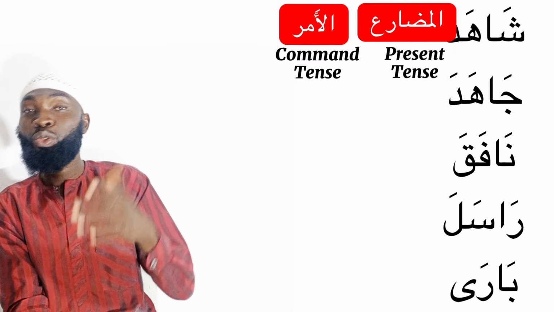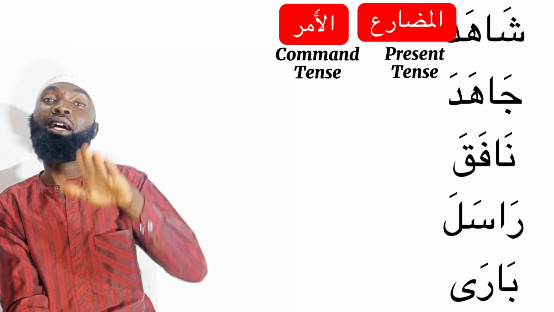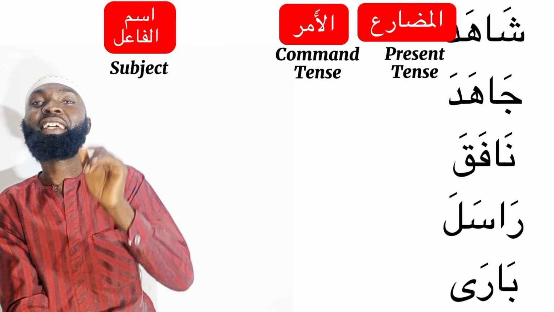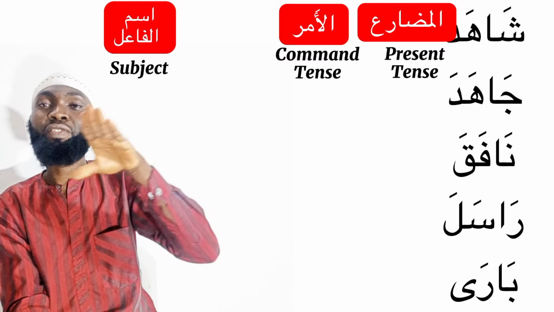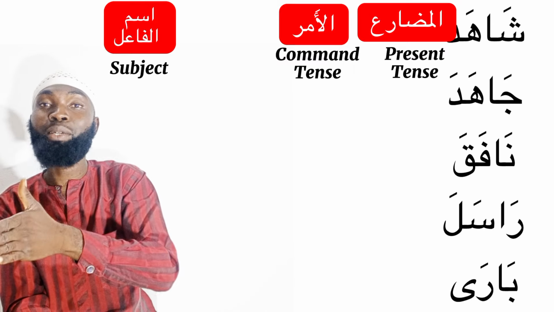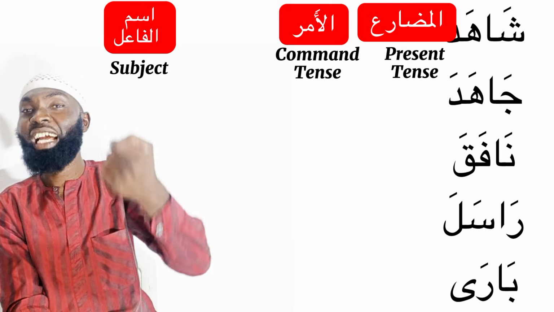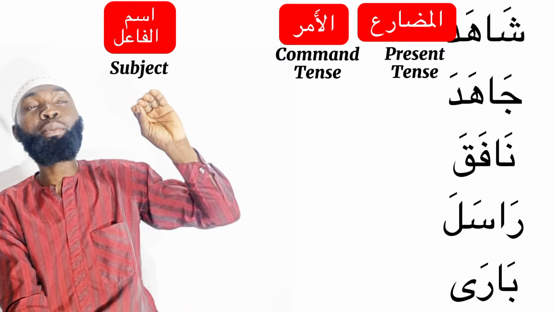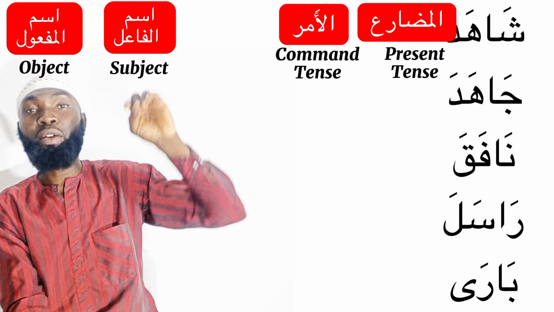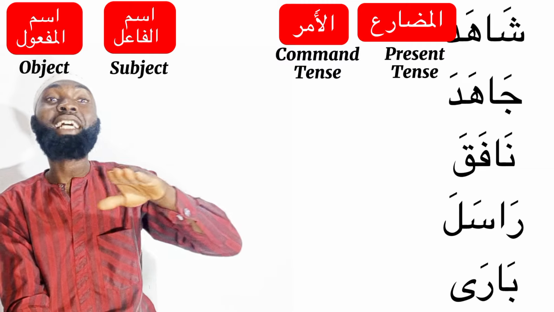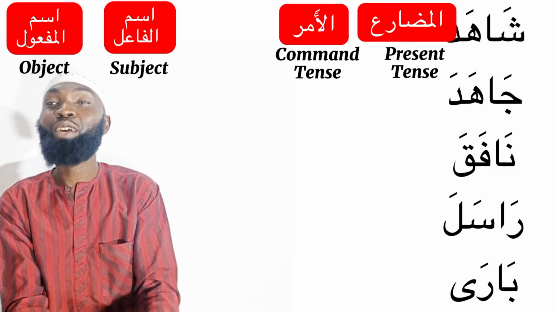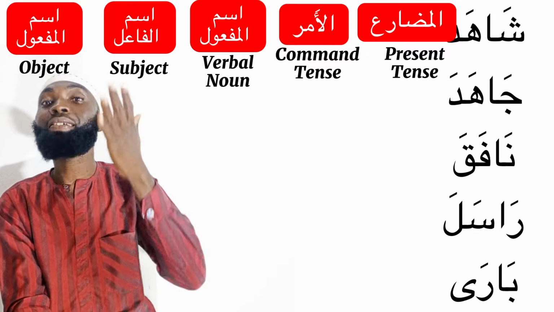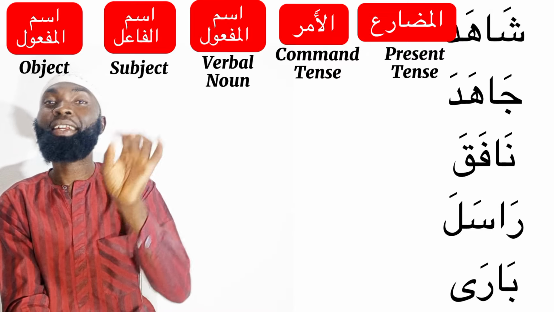After that, we will also be able to form the asma'ul fa'ilin, that is the subject nouns, the performers of the actions which have been done with these words. Then you will also be able to form the asma'ul maf'ulin, the object nouns, the receivers of the actions. Then we also learn how to form the al-masadir, al-masdar, which is the verbal noun.